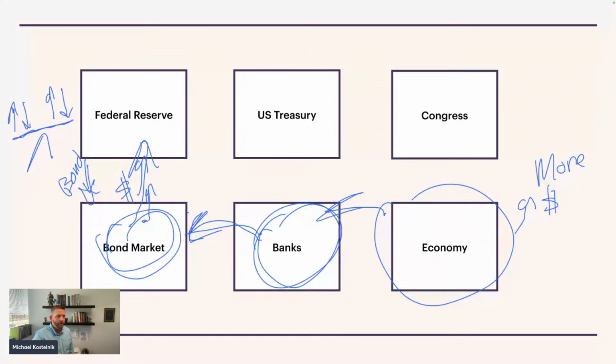Now let's think about Congress for a minute. Congress, on the other hand, is the one who tells the Treasury to print money. It also tells the Treasury how to spend money.